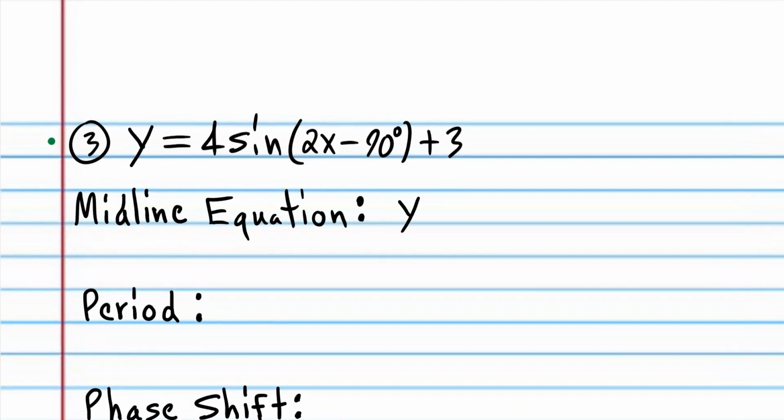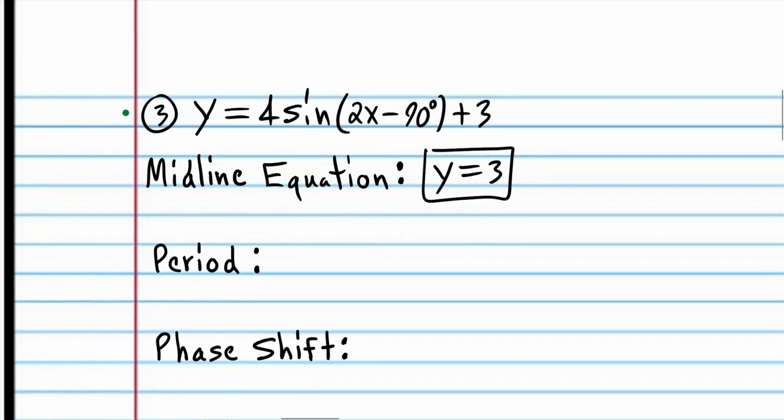Okay, we're back. The midline is y equals 3. The period is 360 divided by omega.